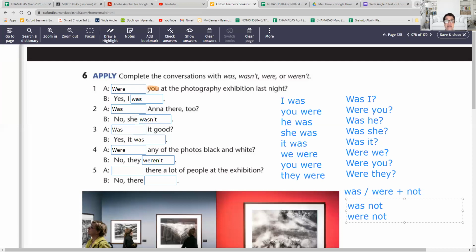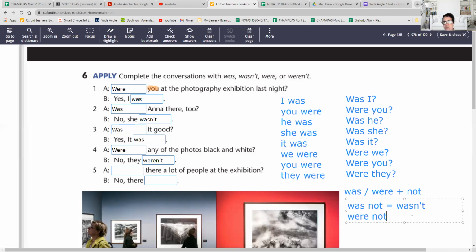I can say it like this, was not or were not, or if I want, I can contract. So it becomes was, and then I put the word not together with the verb. But then I have to eliminate a letter. I have to eliminate the vowel O, and then I put the apostrophe. Now it becomes wasn't. So wasn't is the combination of was plus not.